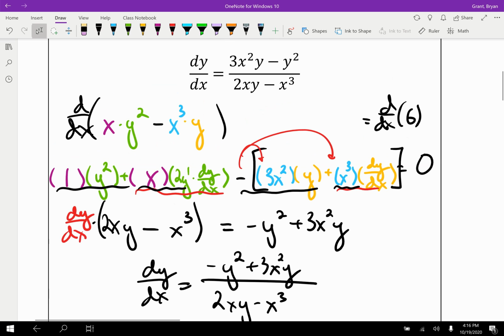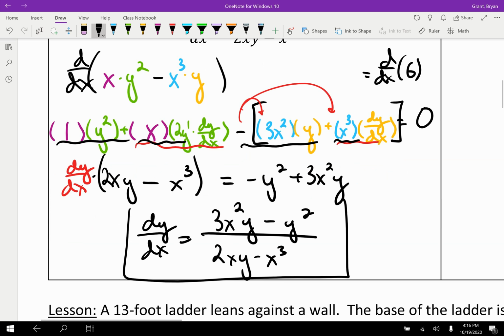And how did I do? I did pretty well. I probably should have switched the order up here, put that positive 3x squared y first, and then minus y squared after, and then it does match. Go us. Double product rule, factoring, but nothing too weird.